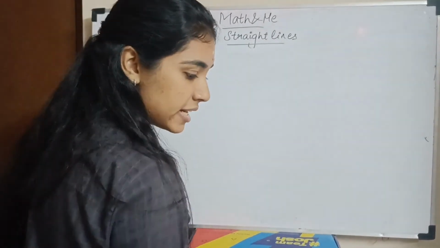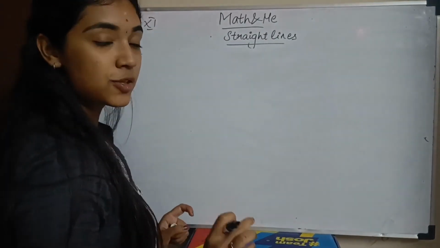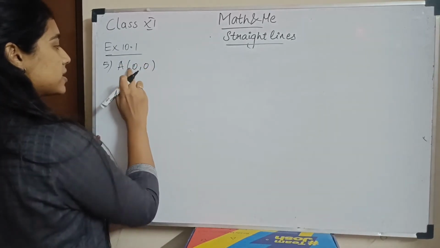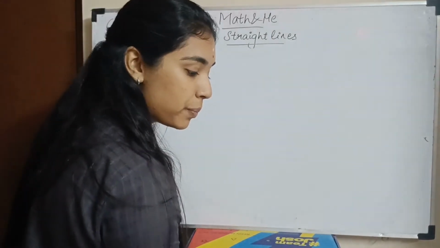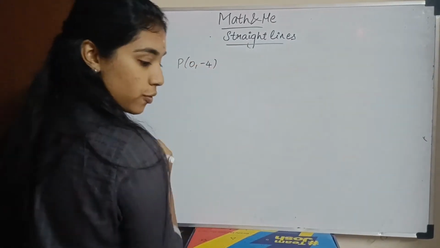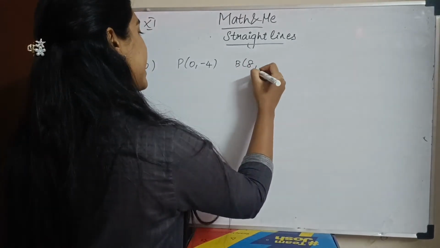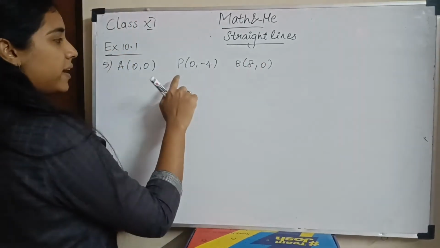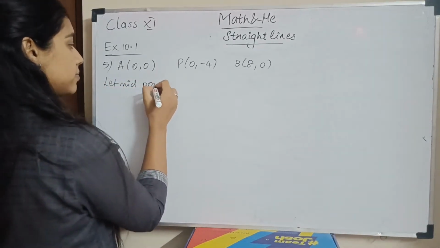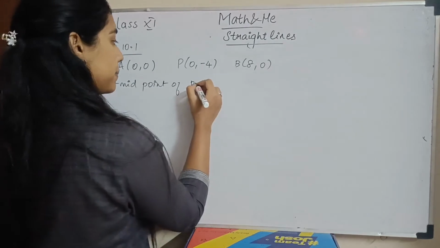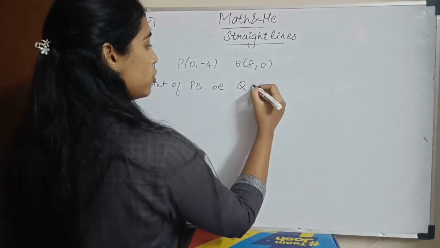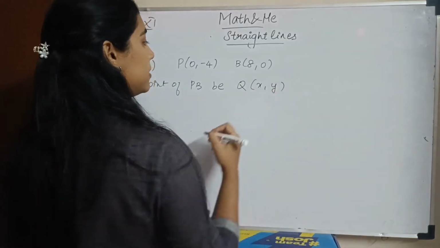Question number 5. Find the slope of a line which passes through the origin. So one of the points is 0, 0. So this is the origin. And the midpoint of the line segment joining the points P(0, -4) and B(8, 0). So let the midpoint of PB be some point Q with coordinates x, y.